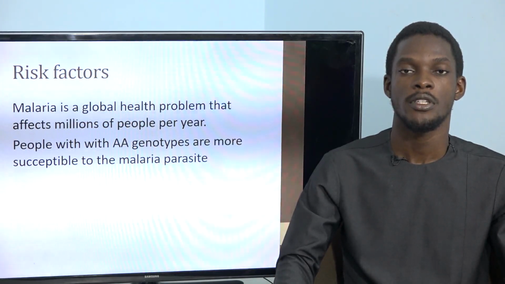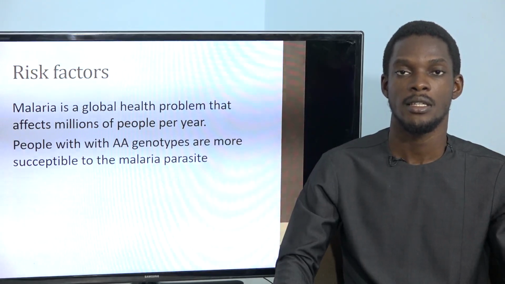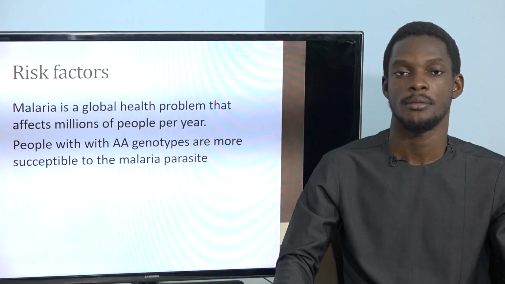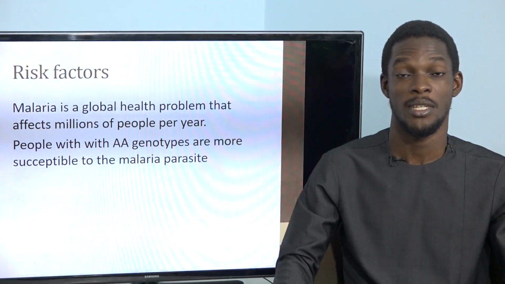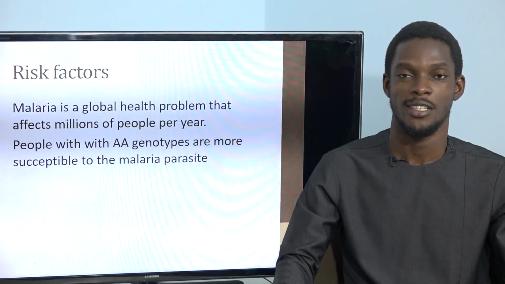And therefore, risk factors of getting malaria are obviously if you are staying in a tropical or subtropical region, which is one, and if you are of AA genotype. Of course, AA genotypes are regarded as the best for obvious reasons. However, when it comes to malaria, AA is not their friend.